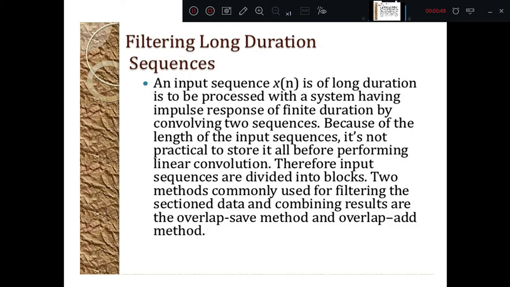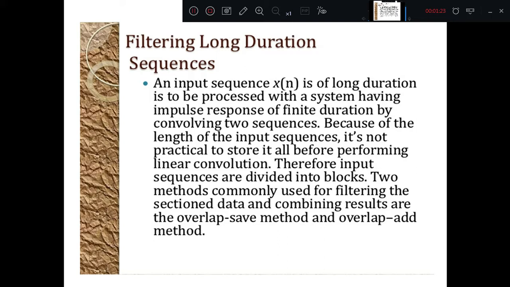So till now we have understood that whenever you want to process input data of a limited number of samples with a system having impulse response h of n, we always predict its output y of n as a linear convolution between x of n and h of n, and both the input sequence as well as the system impulse response have a finite number of samples.